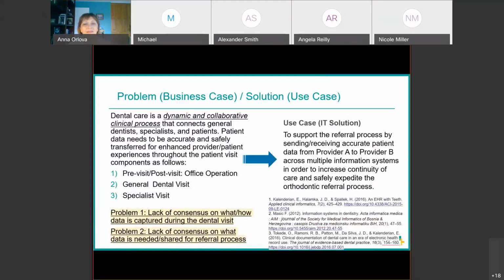So for the business case, as with other healthcare fields, dental care is very dynamic and a very collaborative clinical process that connects general providers with specialists and patients. And so the patient data needs to be accurate and safely transferred so that the provider-patient experience is cohesive.